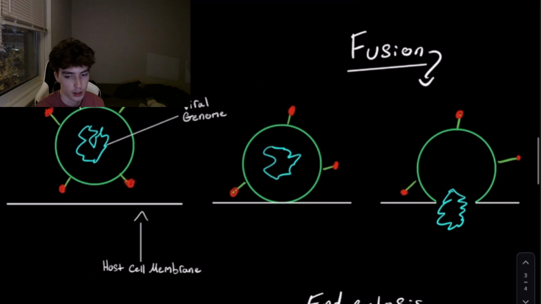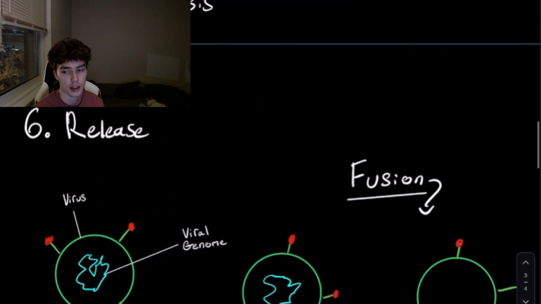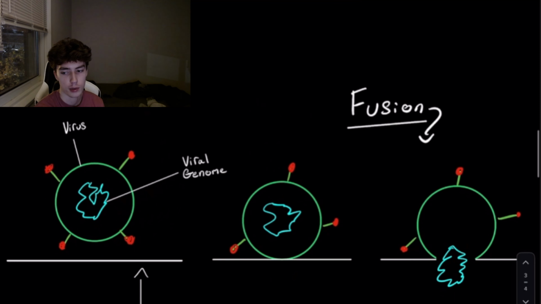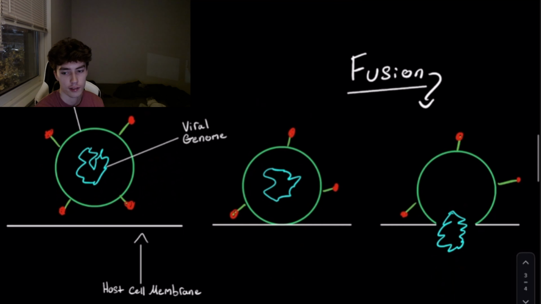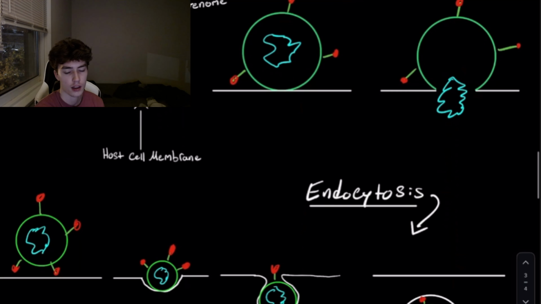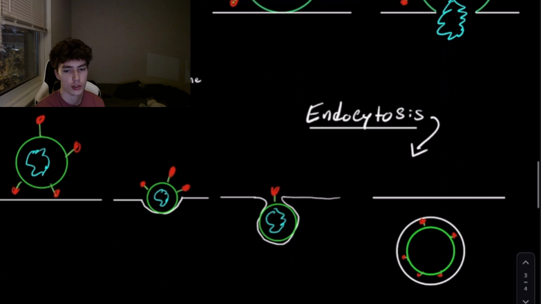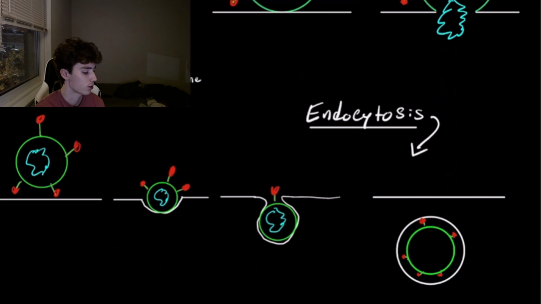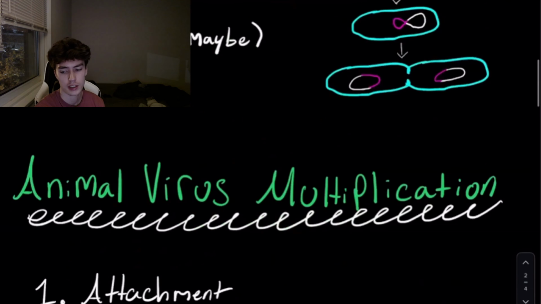And then like I showed you earlier, I illustrated it here. So with fusion, you can see the cell membrane is fusing with the virus's envelope, releasing the DNA. And then endocytosis is actually when the virus gets engulfed into the cell membrane. I hope I made this very simple to understand.